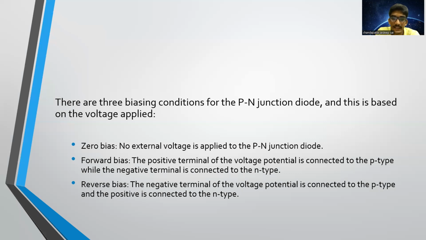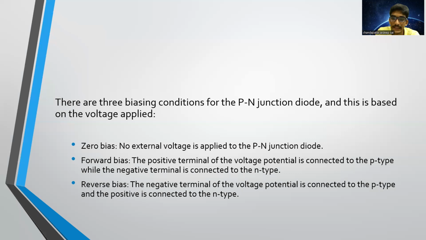Next, coming to the forward bias, the positive terminal of the voltage potential is connected to the P type while the negative terminal is connected to the N type. The name itself says forward bias. The P type, which contains holes, is connected to the positive terminal of the voltage source, and the N type, which has free electrons, is connected to the negative terminal of the voltage supply.